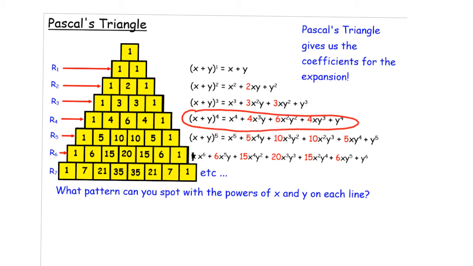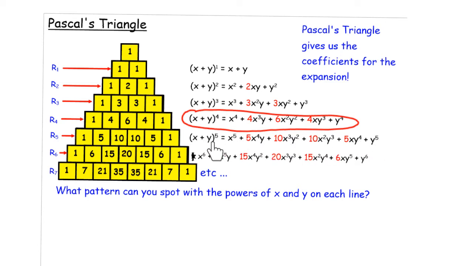If you look at, let's do the fifth row. So the fifth row, we've got x to the power of 5. So this first term here is x, so it's to the power of 5, and the second term isn't there, so it's actually to the power of 0. Then we've got x to the power of 4, x to the power of 3, x to the power of 2, x to the power of 1. So the powers of x's are decreasing. The powers of y's are increasing. So there's y to the 0 here, which is 1, y to the 1, y to the 2, y to the 3, y to the 4, y to the 5.